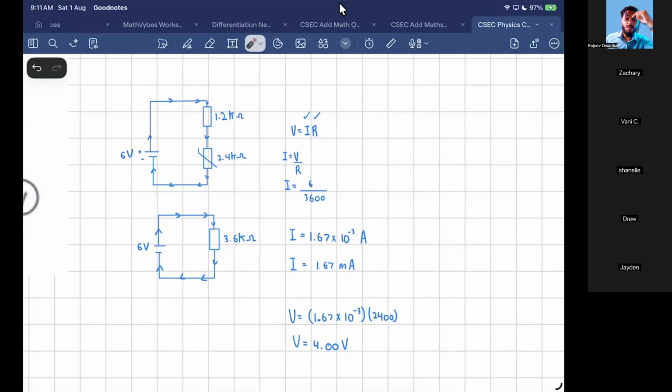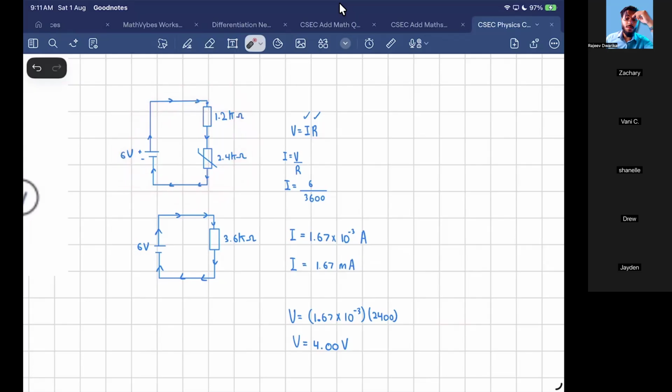Alright, so this is a series circuit, and what that means is at every single point in that circuit, the same current is flowing through each component. So what I have to do to find the current, I first have to reduce the circuit to its lowest form.